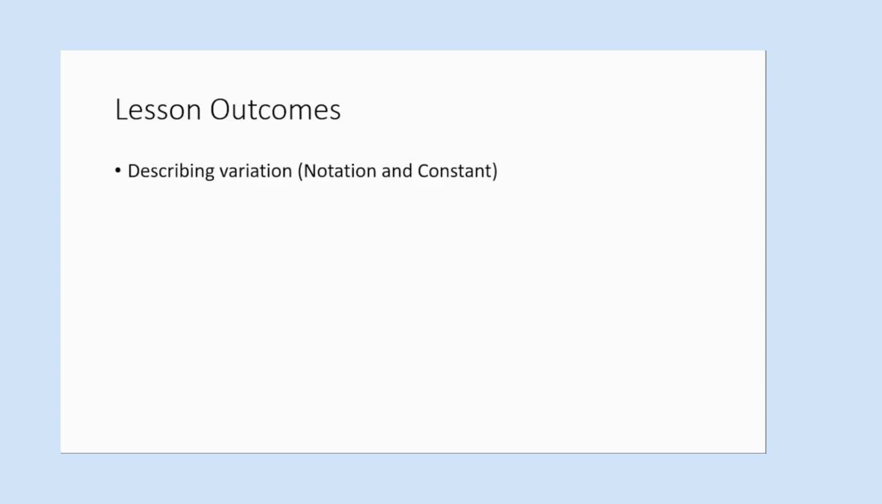So in this lesson, we want to describe variation. We also want to look at the notation and the constant of variation. We want to know how to write variation mathematically and how to get what we are calling the constant of variation. We will later on look at direct variation and solve problems involving direct variation.